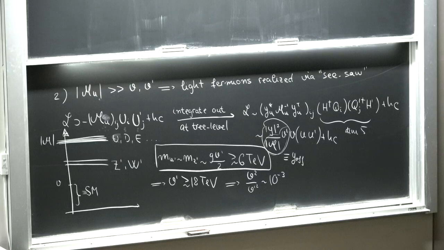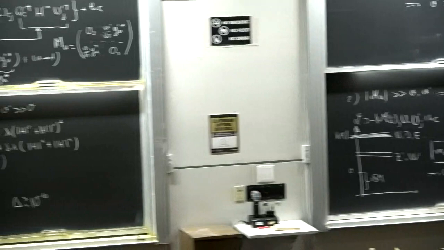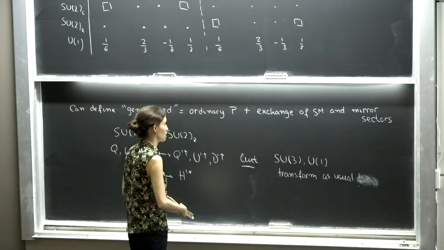But before I do that, let me briefly comment on what happens in these models beyond tree level. At tree level, theta bar is zero. What happens with additional corrections to theta bar? Do they ruin this solution, or are we still in good shape? So let me mention that first.